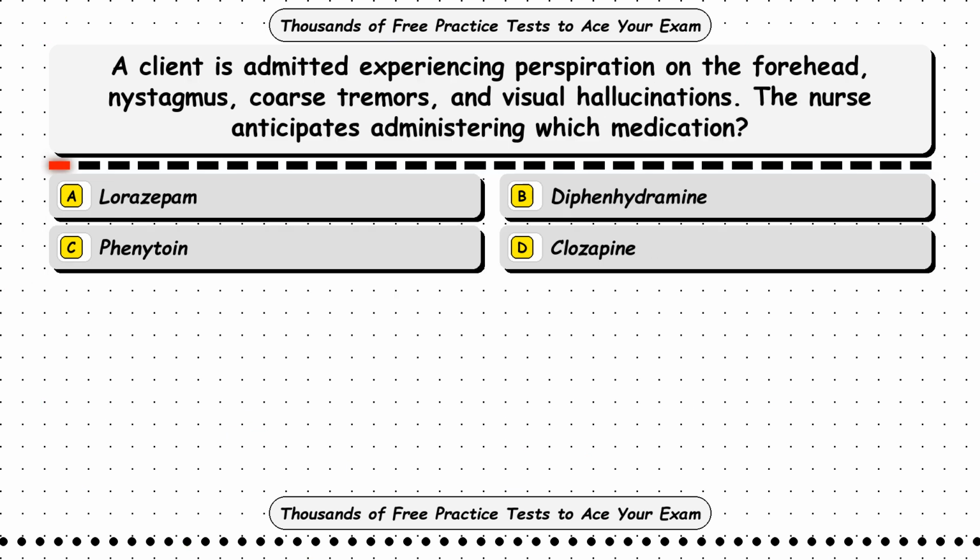Question 45. A client is admitted experiencing perspiration on the forehead, nystagmus, coarse tremors, and visual hallucinations. The nurse anticipates administering which medication? Option A, lorazepam. Option B, diphenhydramine. Option C, phenytoin. Option D, clozapine.